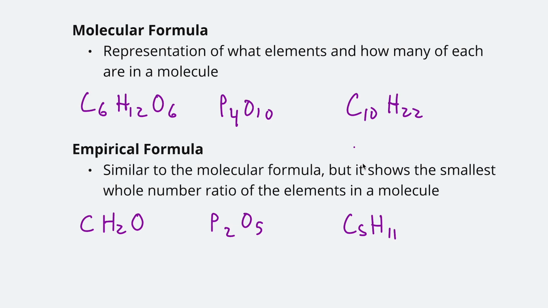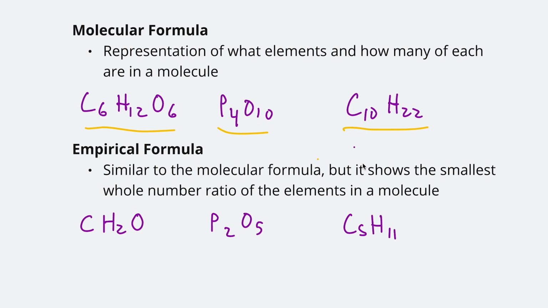The molecular formula tells you which elements and how many of each element are in a molecule. So if you look at the first one, C6H12O6, in that molecule we have 6 carbons, 12 hydrogens, and 6 oxygens. The next one would be 4 phosphorus atoms and 10 oxygens. And on the third one, we have 10 carbons and 22 hydrogens.